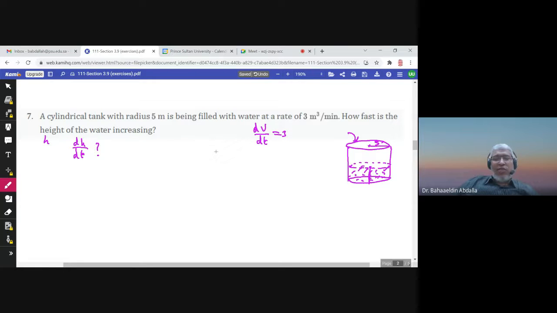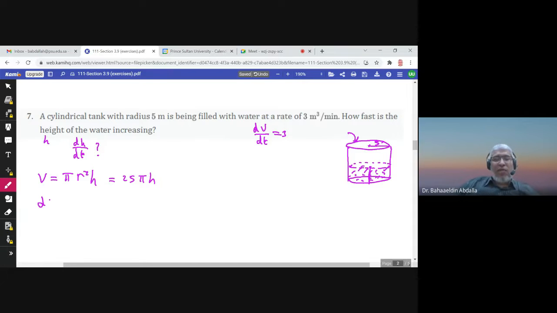So we need a relation between V and h. Well, we know that the volume of the cylinder is pi r square, which is the area of the base, times the height. But this cylinder has a radius of 5, so it's 25 pi times h. And now this is a relation between V and h. Notice that the radius of the water is also 5. It doesn't change, so the radius is fixed.